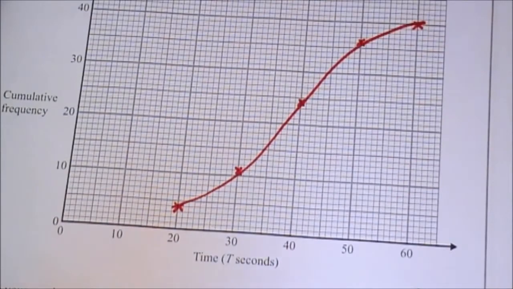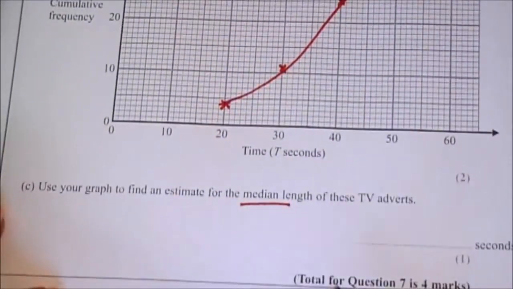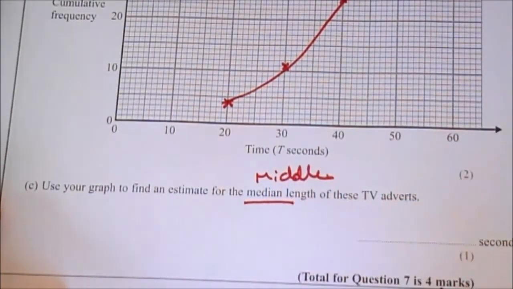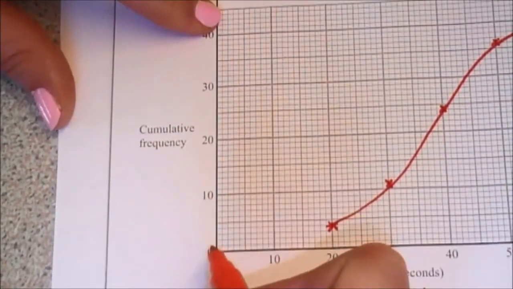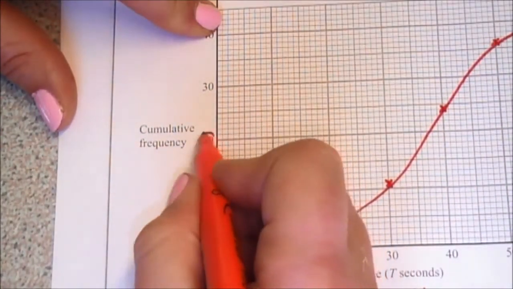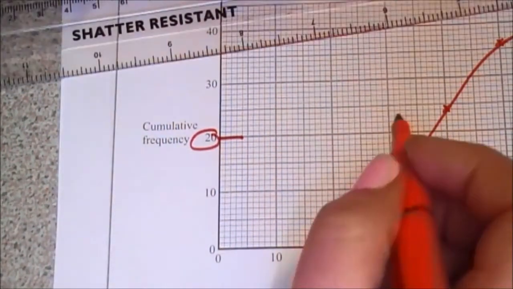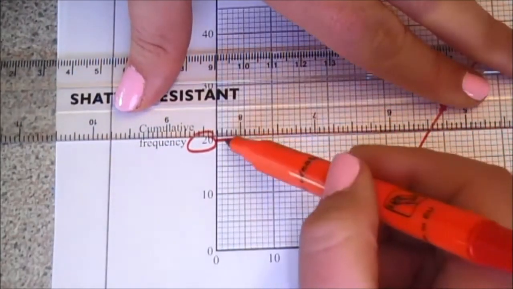Part C wants us to use the graph to find an estimate for the median length of these TV adverts. The median is the middle of the frequency. So I've got a cumulative frequency up to 40. I find the middle, so that's going to be 20. So I want to find the 20th TV advert, and I want to see how long that was.